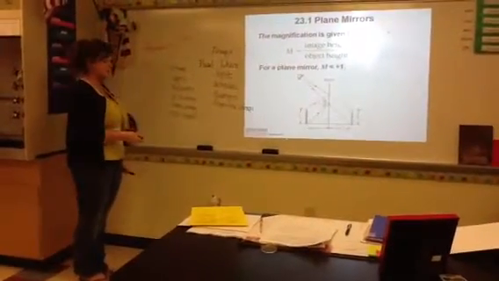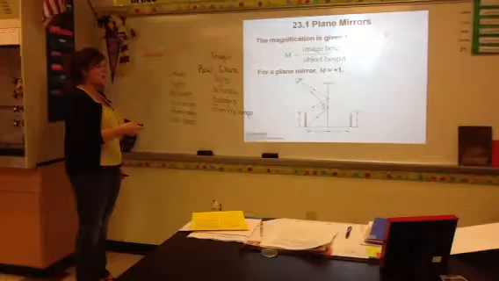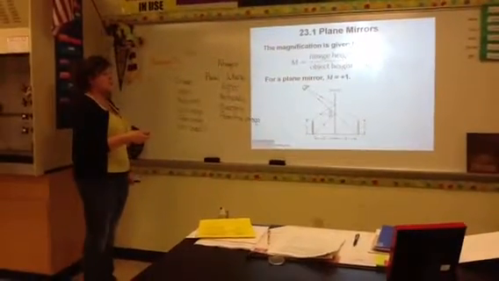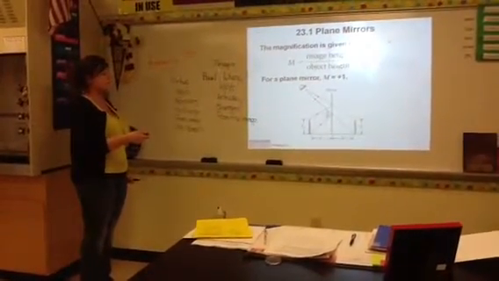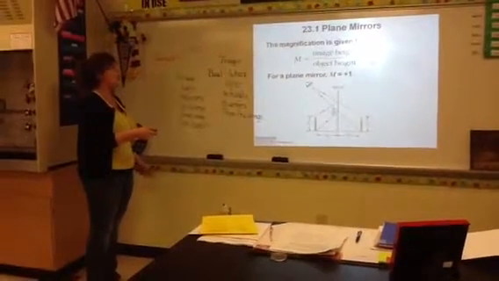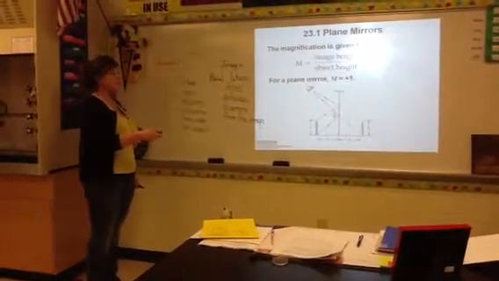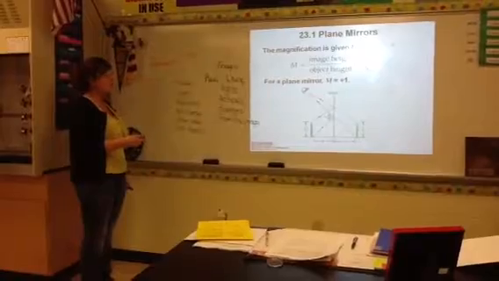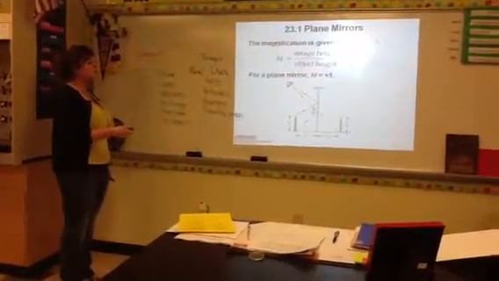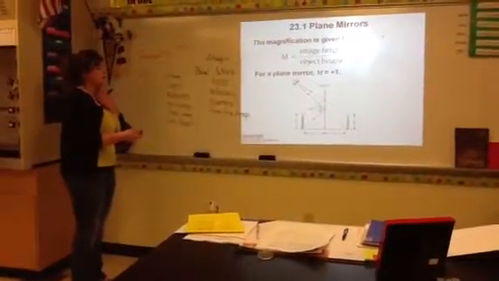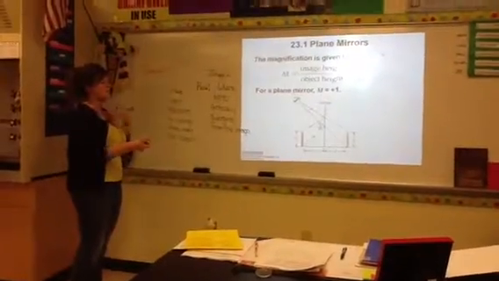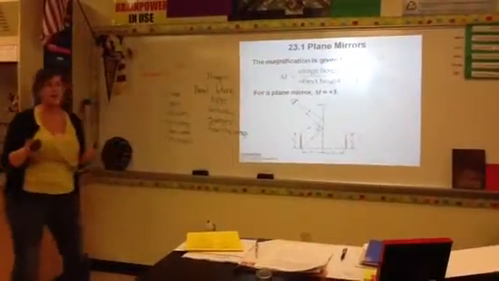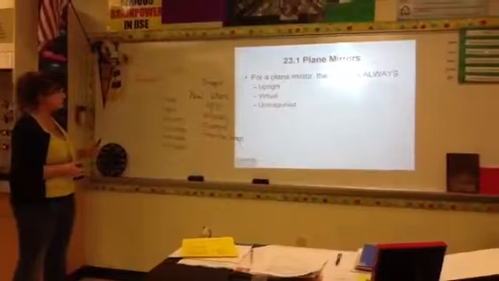The reason that it will always be 1 is because the image height will always be equal to the object height for all plane mirrors. So your plane mirror will always have a magnification of 1. Now, I'll get more into what the plus and the minus is in just a minute when we start to talk about convex versus concave mirrors.